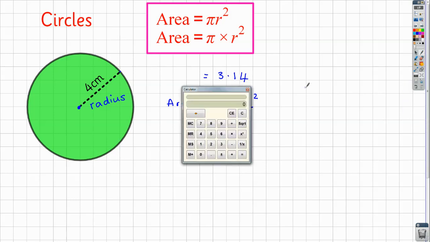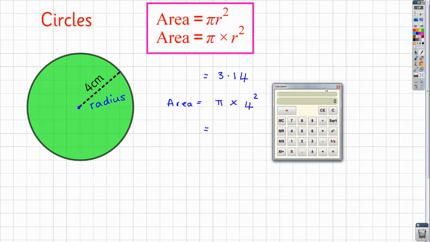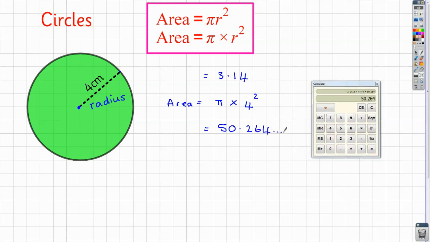I'm going to get the calculator. I haven't got my scientific calculator at the moment, so I'm going to use the on-screen calculator. Pi is about 3.1415 multiplied by 4 squared, and that gives us 50.264. And if you use the pi button on your calculator, you'll probably have a few more decimal places.